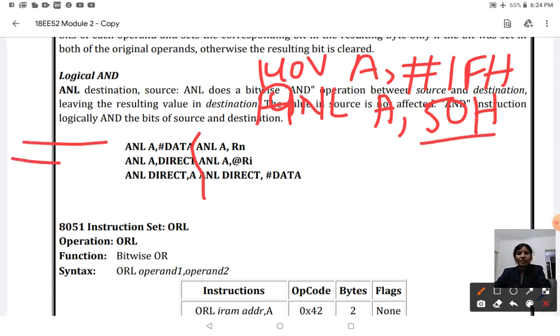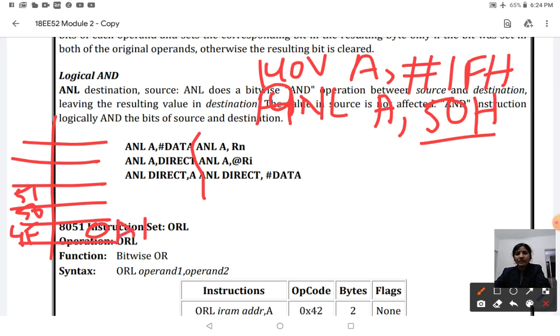So in your memory, you consider you have a memory. In this memory, you consider the locations 4FH, 50H, 51H. Like that you have the memory and the data available inside this. Inside 4FH, you consider you're having 0AH. In 50H, you're having 0FFH. So consider the data available in 50H is FFH.